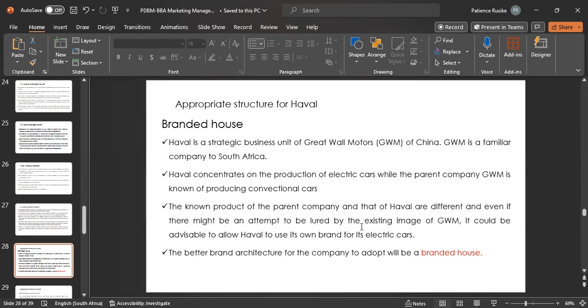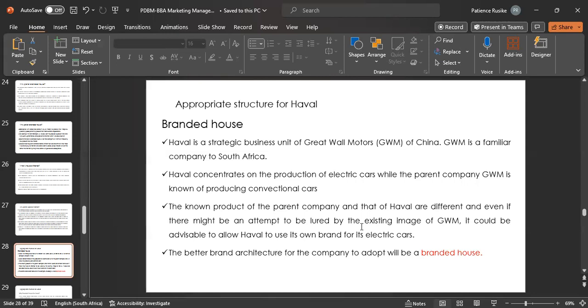Haval is its own brand, whilst the parent company is known for producing conventional cars, the cars that we know with petrol and whatever. I'm trying to give a background so that you can understand why I'm going to choose a branded house. So the products of the parent company, those GWM cars, and those of Haval are different. And there might be an attempt to be lowered by the existing image of it, so it could be advisable.